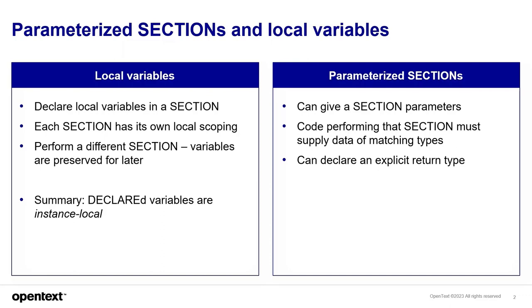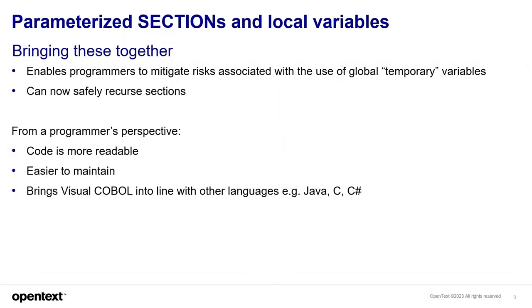We also have parameterized sections. So you can now give a section some parameters, and this enforces that any code performing that section must supply data of matching types. A section can also have an explicit return type, and this dictates what gets returned up to the scope of the code that performed that section. Bringing these two features together, this enables programmers to write code which mitigates the risks associated with the use of global temporary variables, such as accidental overwrites. One interesting thing this allows us to do is to safely recurse a section.